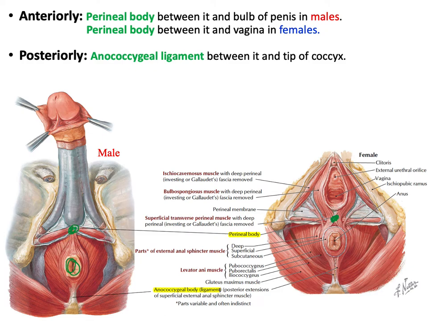The perineal body in the male is located between the anus and anal canal and the bulb of the penis. But in the female, it's located between the anus and anal canal and the vagina, right? So posteriorly, it's similar in the male and female, in which it's related to the anococcygeal ligament, which runs from here to the coccyx posteriorly.